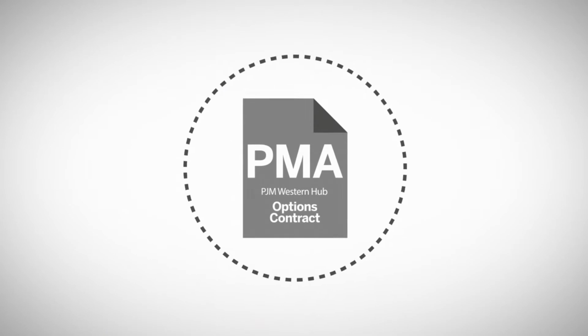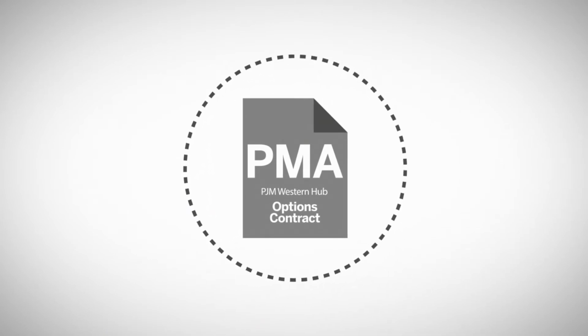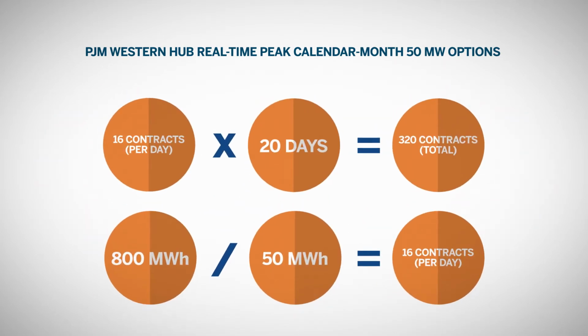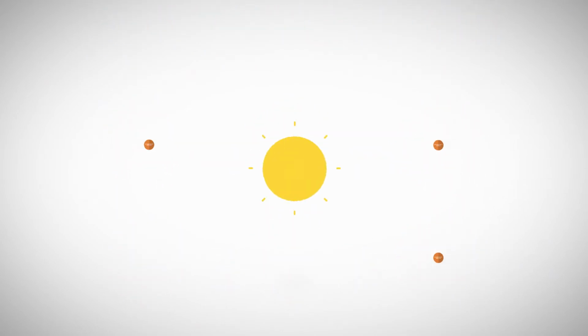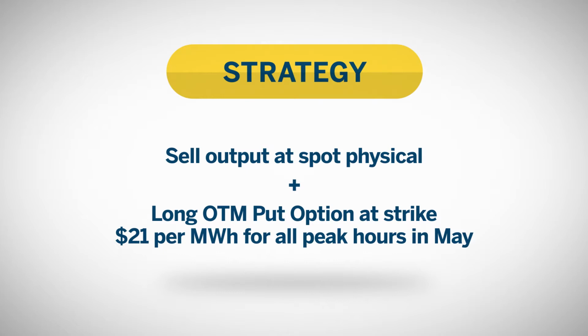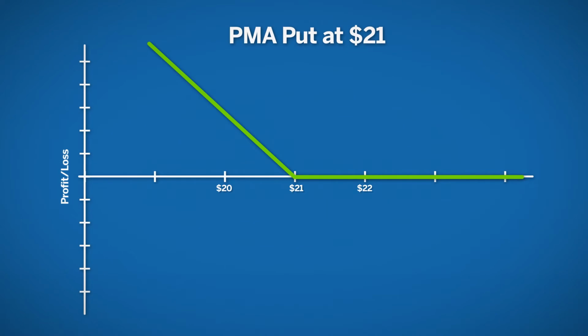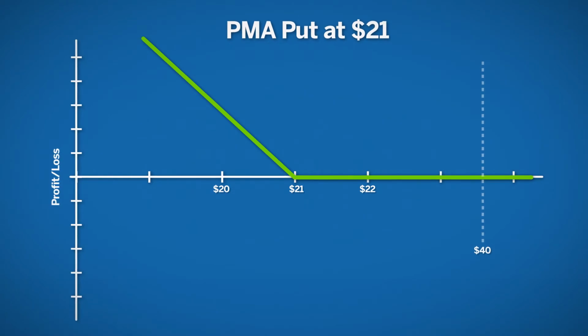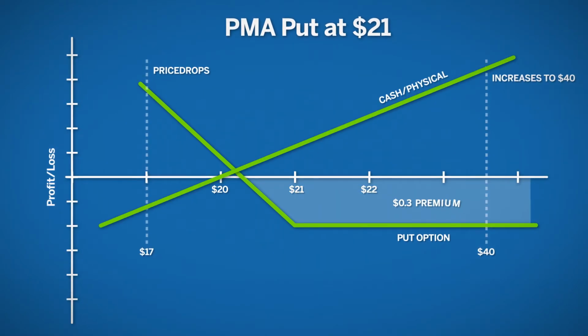Looking at the CME Group PJM Western Hub Real-Time Peak Calendar Month 50 Megawatt Options Contract, ticker symbol PMA, and assuming 20 peak days in May, the plant would need the equivalent of 320 options contracts to equal the 800 megawatts per hour for all the peak hours in May. The most straightforward approach for this plant to manage its position is to sell their generation on the spot market while also going long a May PMA out-of-the-money put, with a $21 strike price. Assuming the current May average forward price for PJM Western Hub is around $35 per megawatt hour, the out-of-the-money put option might only cost 30 cents per megawatt hour to execute.